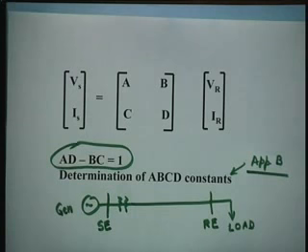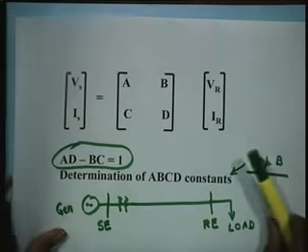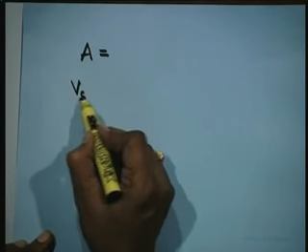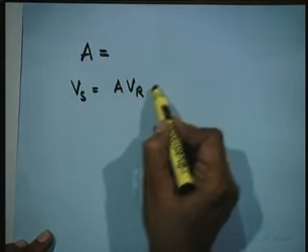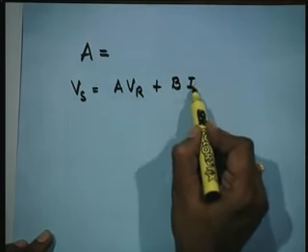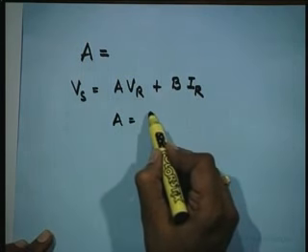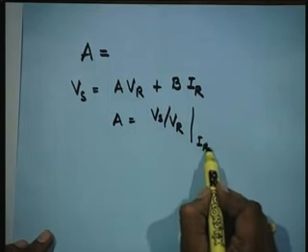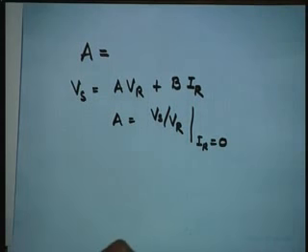From here it should be clear to you, how do you find out A? The A can be found out, which is as simple as that. Let us write the whole equation. Vs is equal to AVR plus BIR. So, A will be equal to Vs upon VR with IR equal to 0. When you say IR is equal to 0, what is it? Open circuit. Absolutely, very good. The receiving end is open circuit.